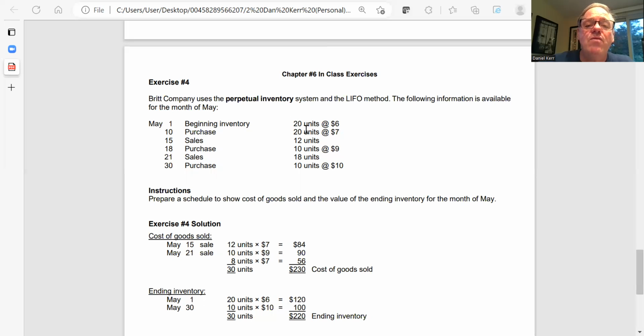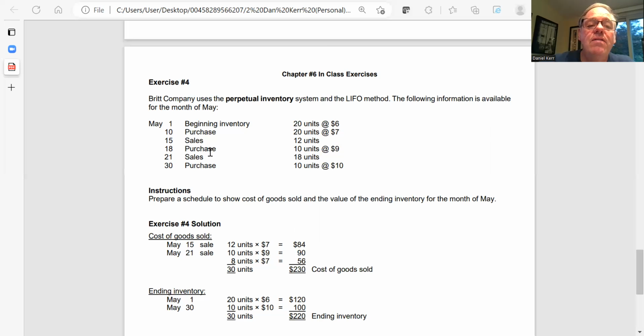So that means we had 40 units. And now we sold 12 of those units. Well, if you sell 12 of those units, what is your most recent cost? Well, we had a purchase of 20 units at 7, so I sold 12. So my cost of goods sold on May 15th would be 12 units at $7. Now, if you sell 12 units at $7, that means you've got 8 units left at that price when it comes time for the next sale.